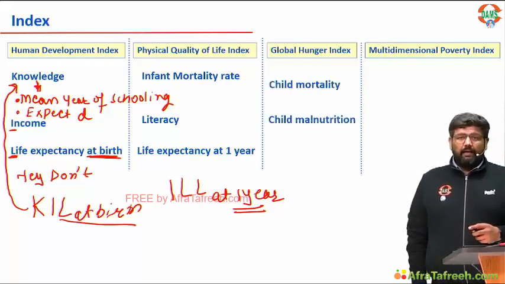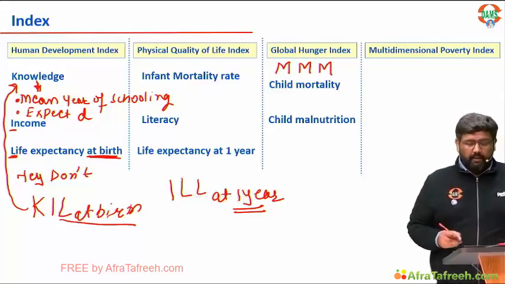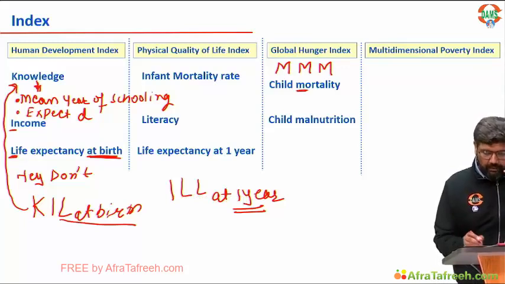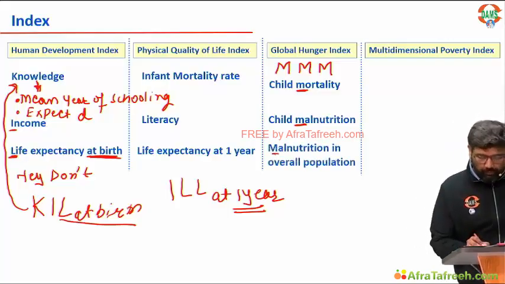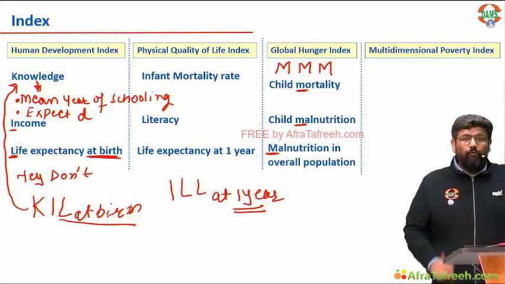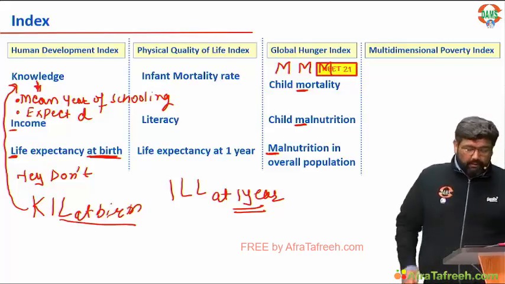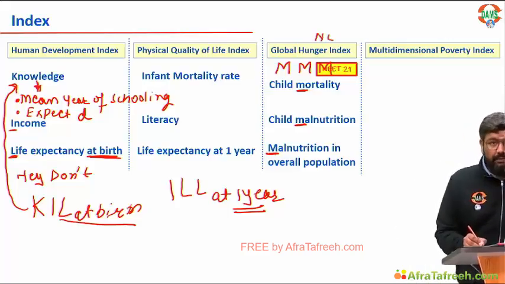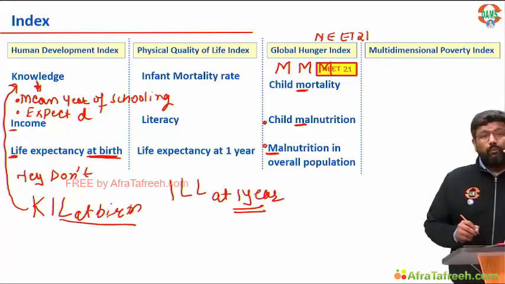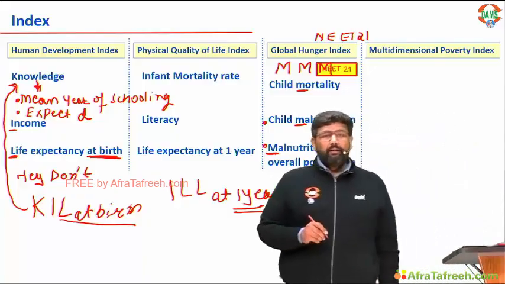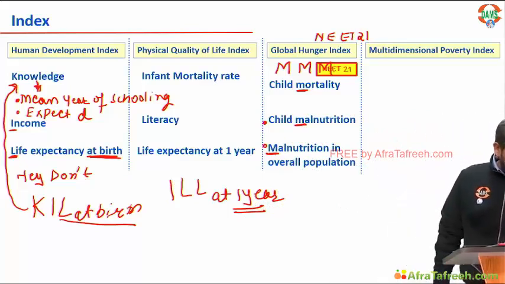Now, Global Hunger Index. The mnemonic is MMM. It is child mortality, child malnutrition, and malnutrition in overall population. Now, this was your NEET 2021 question, and other than these 3 options, it was infant mortality rate. Infant mortality rate is not included in Global Hunger Index.